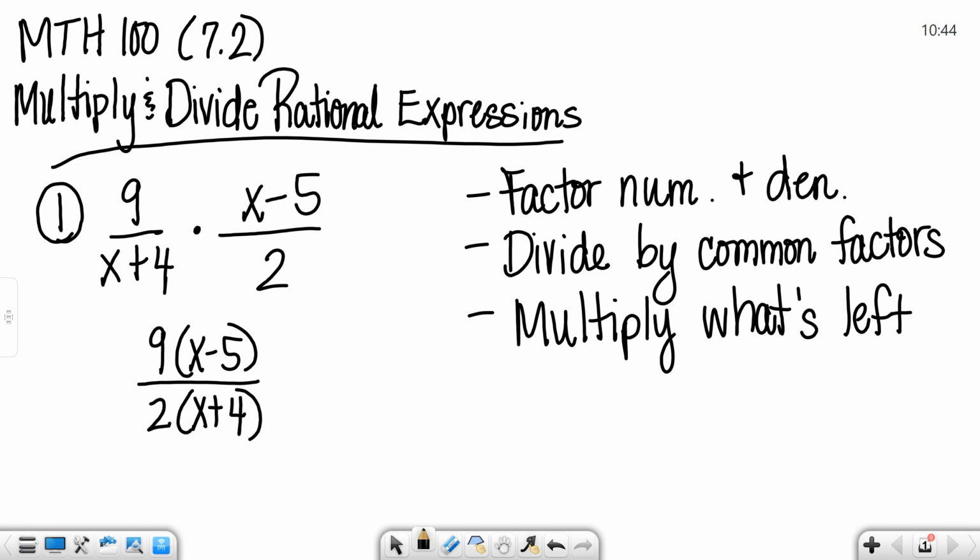I like to put the number in front of the parentheses. So we will go ahead and distribute that, and we'll get 9x minus 45 divided by 2x plus 8. And so that would be our solution here. So that one was really straightforward because there were no common factors to divide out.